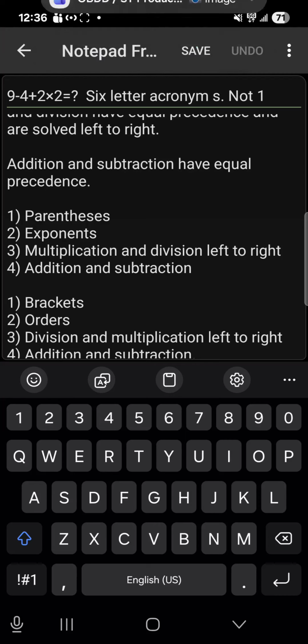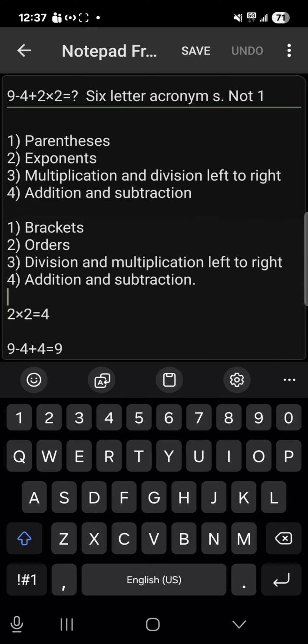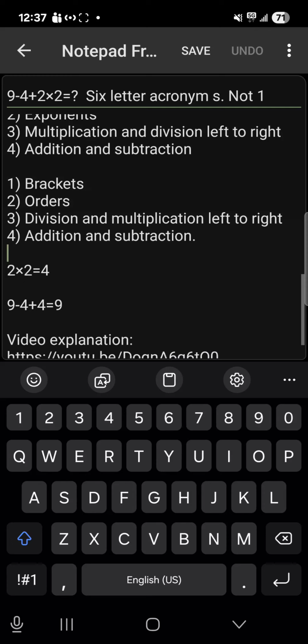It's parentheses, exponents, and then your 3rd step, it's multiplication and division left to right. Division is nothing more than multiplying by a reciprocal, and then it's addition and subtraction. And then with BODMAS, it's brackets, orders, division and multiplication left to right. A lot of people seem to think that PEMDAS and BODMAS give you different answers because the D and the M are switched. It doesn't matter. They're the same thing. Division and multiplication have equal precedence. And then you follow up with addition and subtraction.